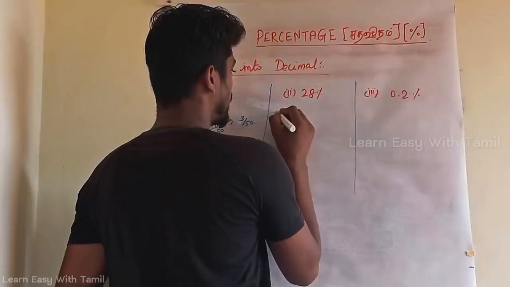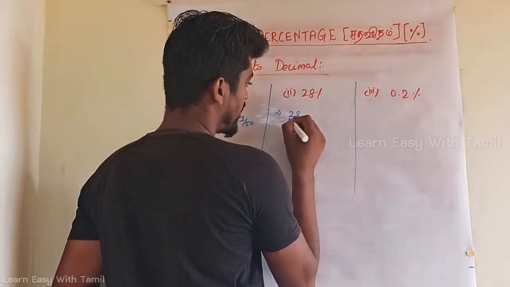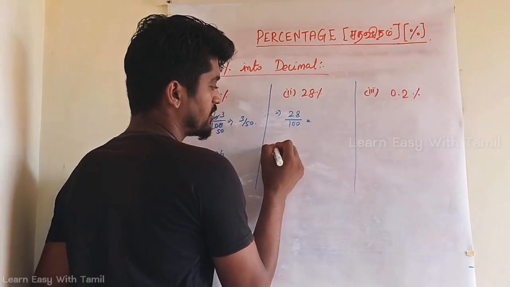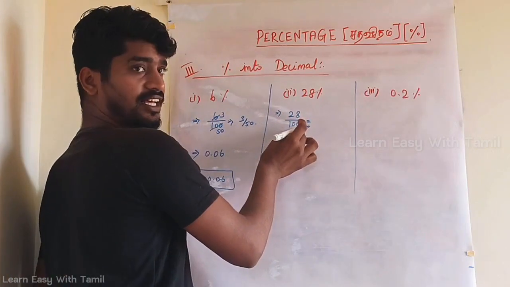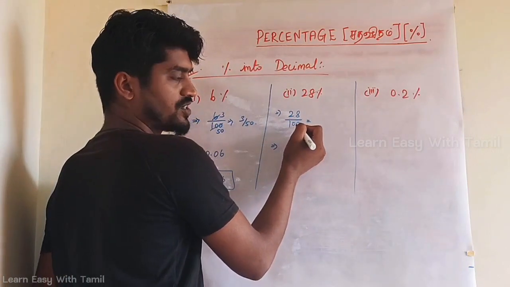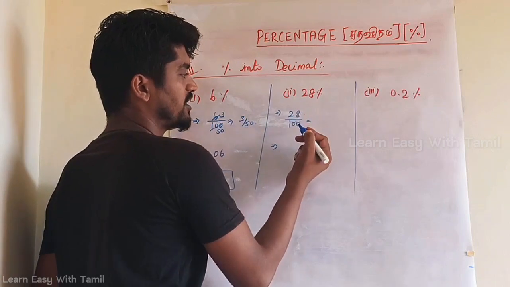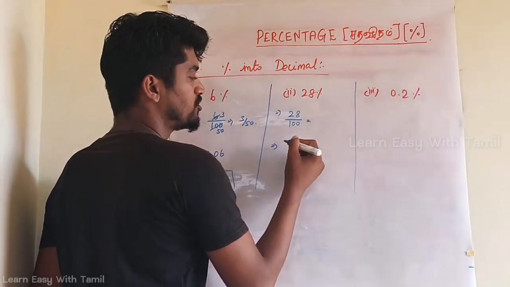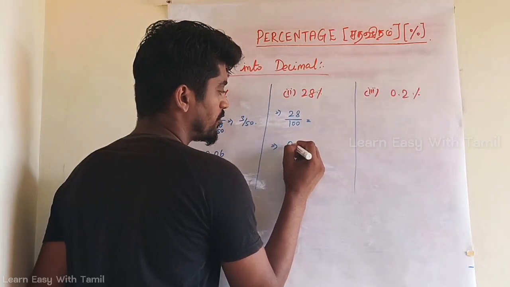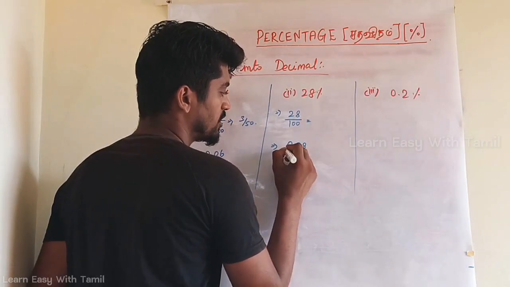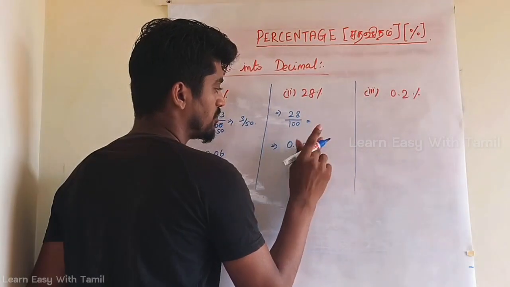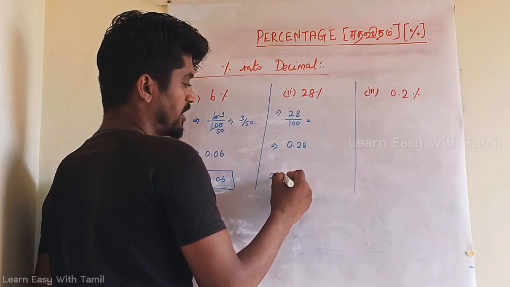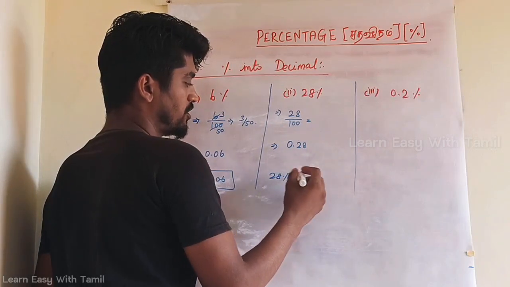Here convert this value into decimal: 28 divided by 100. We have to simplify: in the denominator there is 100, 2 zeros are available, so we have to place the dot 2 digits from right to left. Here 2 digits, 8 and 2, so we have to write 0.28. 28% is equal to 0.28.